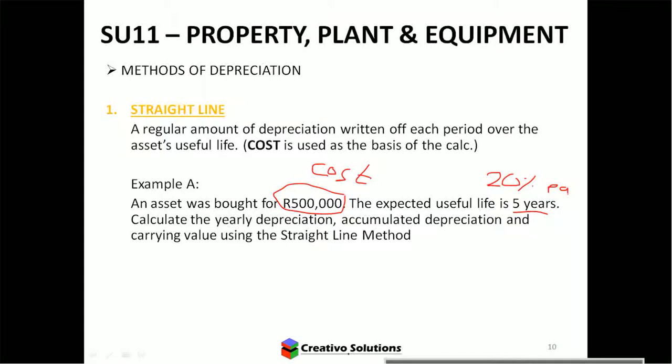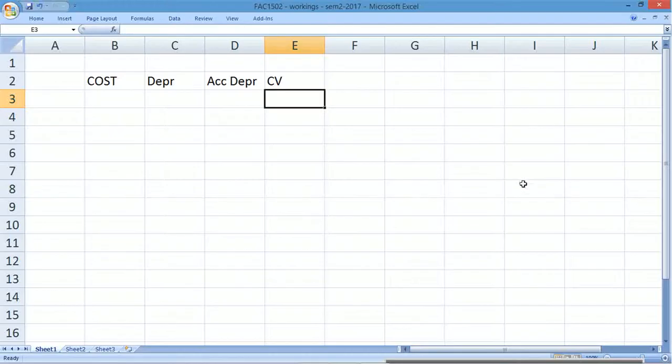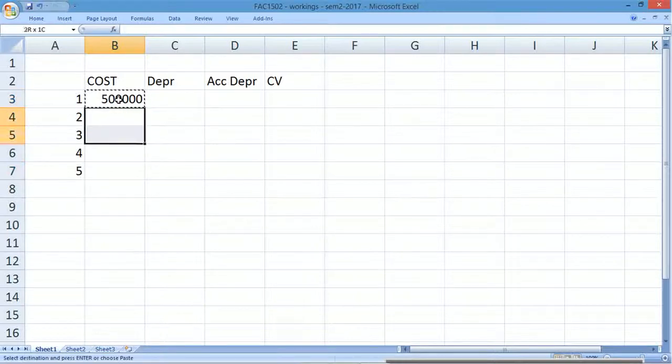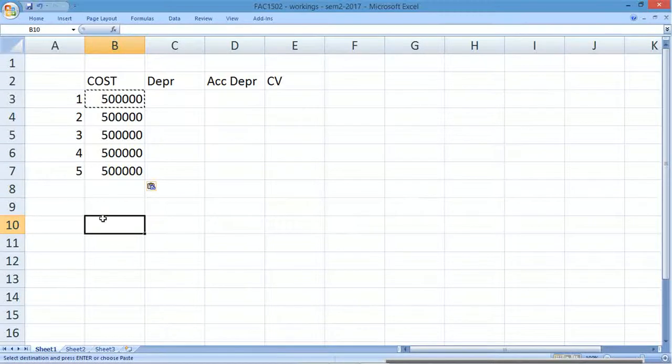Okay, so now I'm going to record that. What is the cost of the assets? 500,000. So 500 is going to go there. Will that change? No. How many years? 5 years. So I'm going to write down 500,000 for 5 years. I need some time. Oh, I don't have so much space. Try squeeze it in if you can.